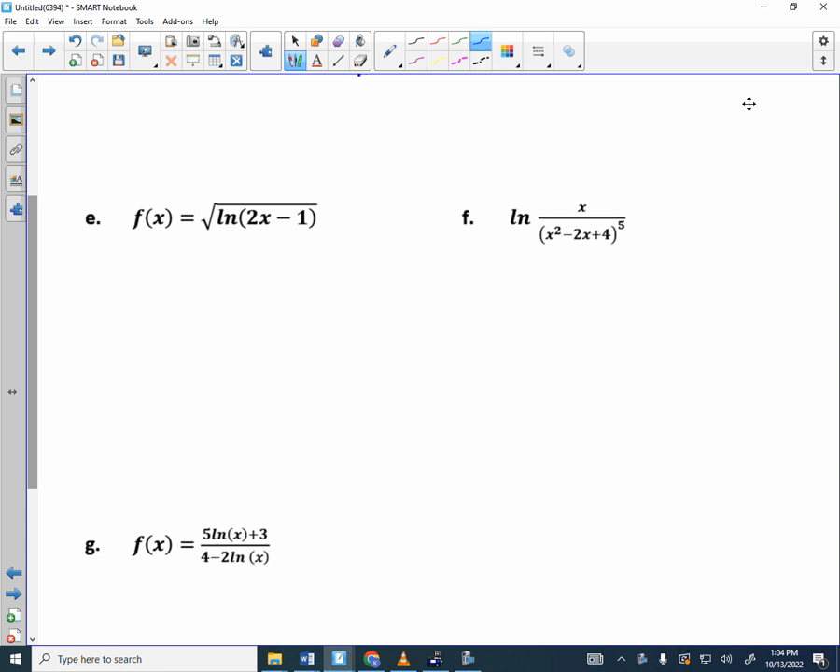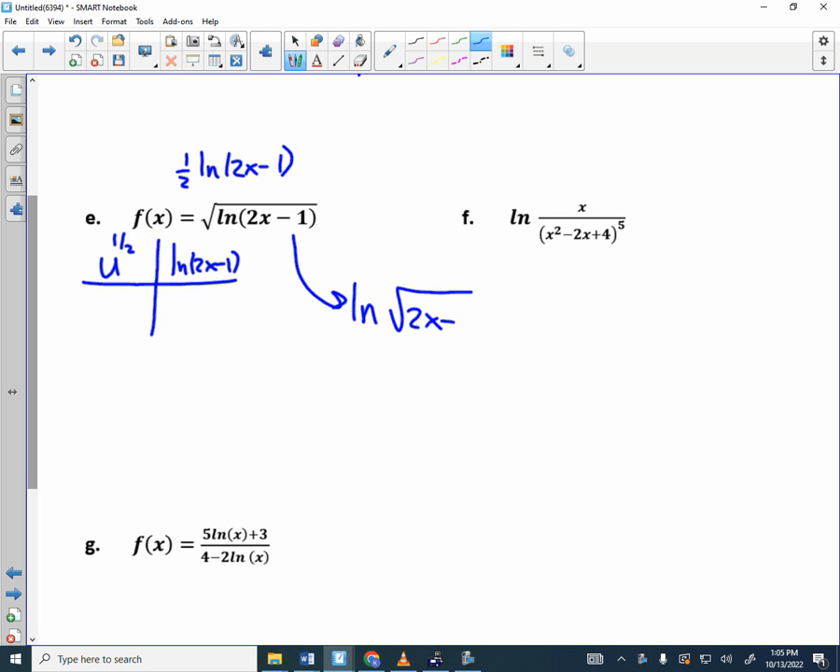How you should set this up is as follows. This should be u to the 1/2. You're taking the square root of this entire piece on the inside, which is the natural log of 2x minus 1. Did somebody set it up differently? Yes. I did 1/2 natural log of... Excellent. So that's what I was looking for. Let's see what she wrote. She wrote 1/2 natural log of 2x minus 1. Can everybody understand why she did that? Yeah. So if the original function was the natural log of the square root of 2x minus 1, then the exponent can come out. But you're taking the square root of the natural log function as well. Do you see that? Yeah.